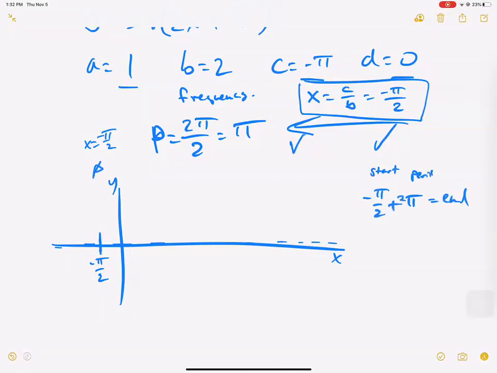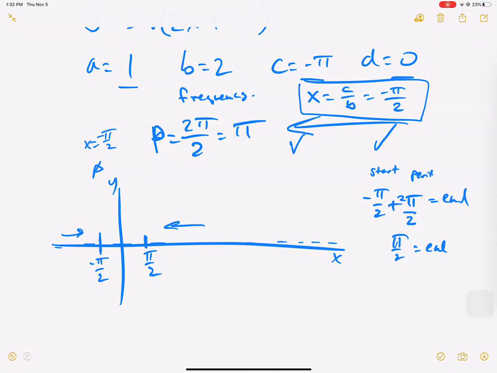Getting common denominator, 2 over 2. 2 minus 1 is pi over 2. We're going to end at pi over 2. And pi over 2 turns out to be right here. So not only did we start earlier, but remember the graph also got skinnier. Because instead of taking a full 2 pi to finish, you have to finish faster, in pi.